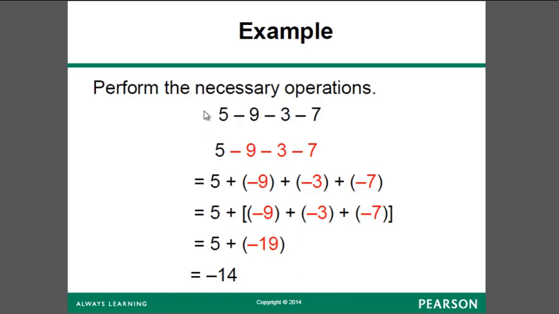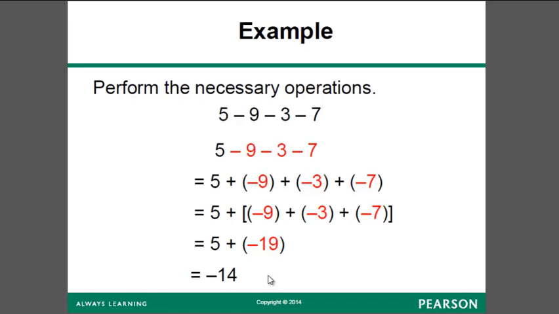I could have done it one by one and said 5 minus 9, which would have given me a negative 4. And then I would have had negative 4 plus a negative 3, which would have given me a negative 7. Negative 7 minus 7 would have also given me a negative 14. Whichever way is easiest for you. If you need me to show you that way, please ask us and I will show you a different way.